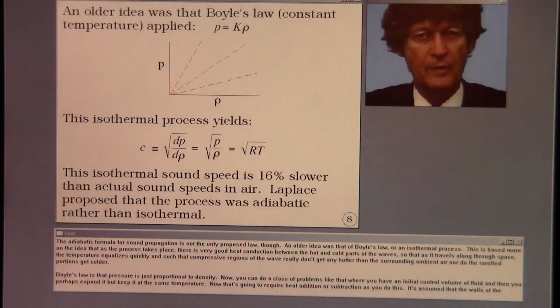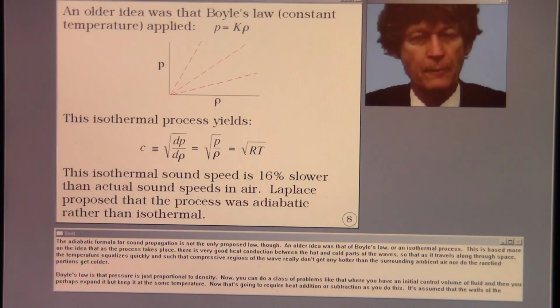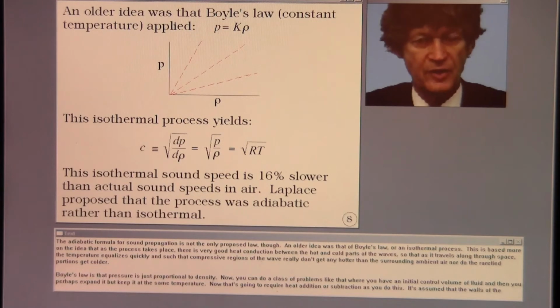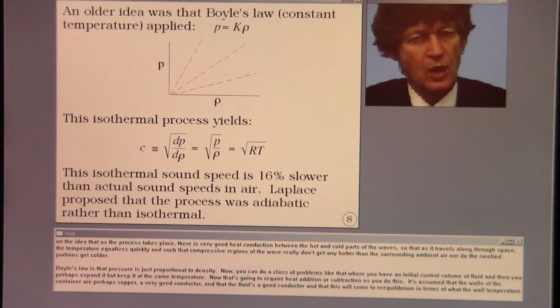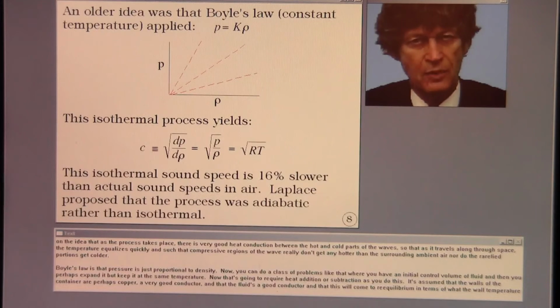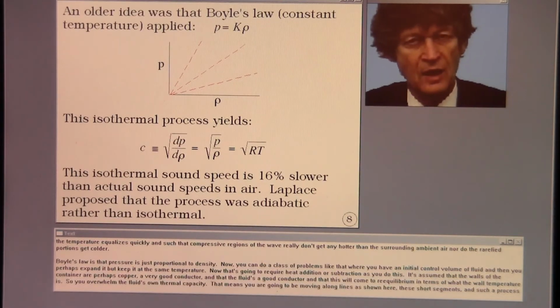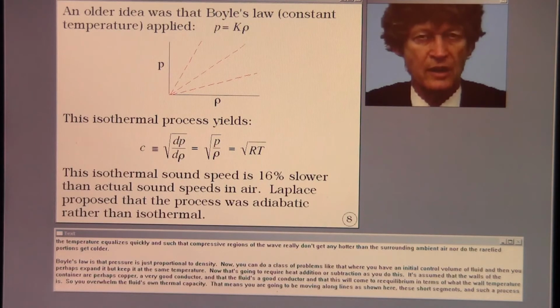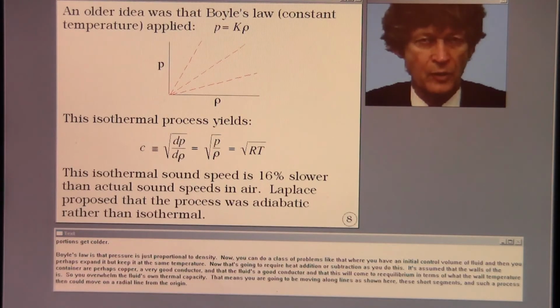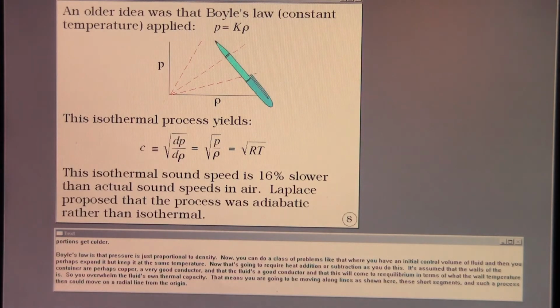The adiabatic formulation for sound propagation is not the only proposed law, though. An older idea was that of Boyle's law, or an isothermal process. This is based more on the idea that as the process takes place, there's very good heat conduction between the hot and the cold parts of the wave, and so as it travels along and through space, the temperature equalizes quickly, such that the compressive regions of the wave really don't get any hotter than the surrounding ambient air, nor do the rarefied portions get colder. Boyle's law is that pressure is just proportional to density.